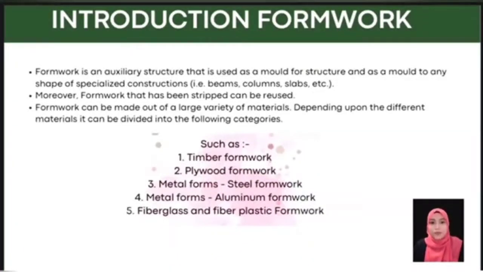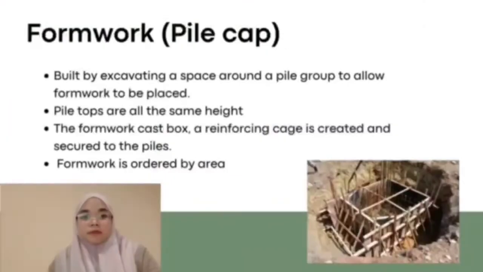Formwork can be made out of a large variety of materials. We can use any materials such as timber formwork, plywood formwork. For metal formwork we have two. The first one is steel formwork and the second is aluminum formwork, and then the last one is fiber and fiberglass.